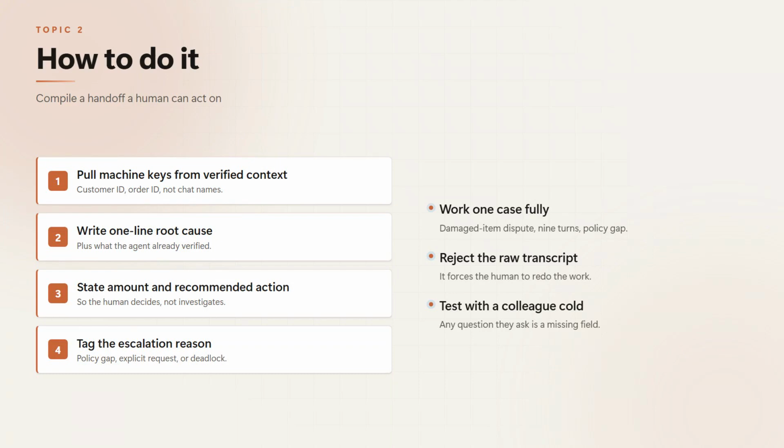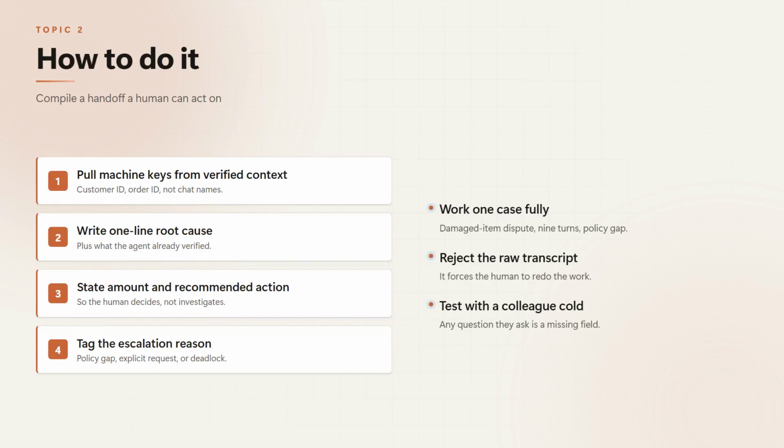Root cause: item arrived damaged, verified with photos, policy excludes this category. Amount at stake: the refund value. Recommended action: issue a goodwill refund of X or offer a replacement. Reason: policy gap, no coverage for this damage type. The alternative is to hand over the transcript, but that loses because the human cannot see it and would have to re-verify everything. The other cases in the document follow the same pattern.